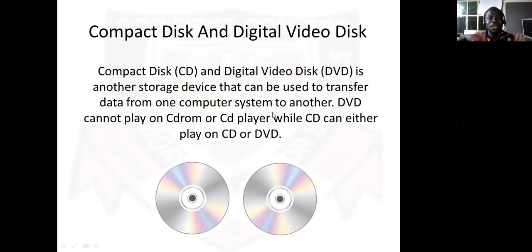Okay, now, you can try it at home. Take your CD, put it inside your DVD drive, it will work. But take your DVD, put it inside your CD drive, it will never work. Do you understand? Please, when doing it, don't damage your gadget. Don't destroy your gadget, because your dad is going to scold you for that. Okay, now let us continue.